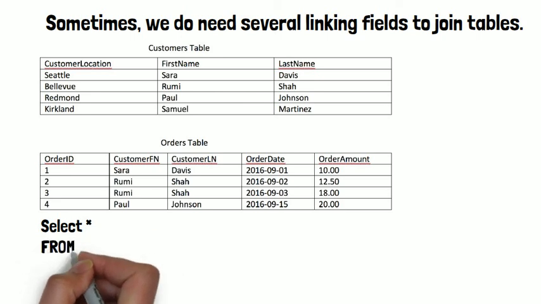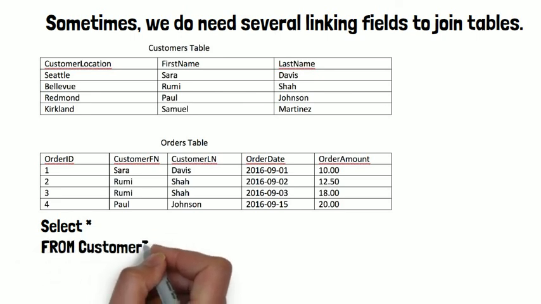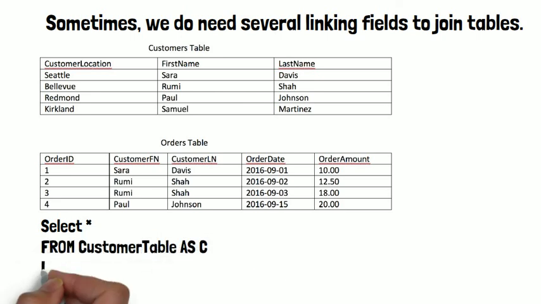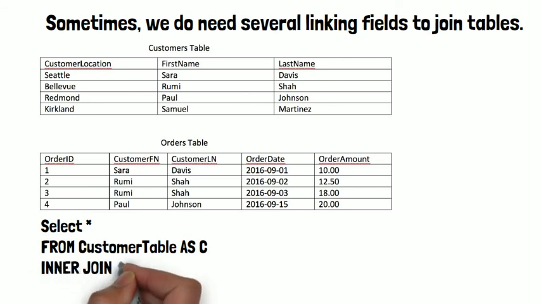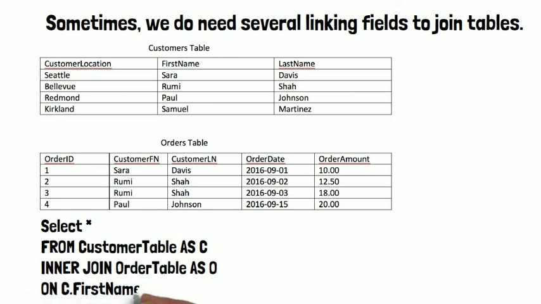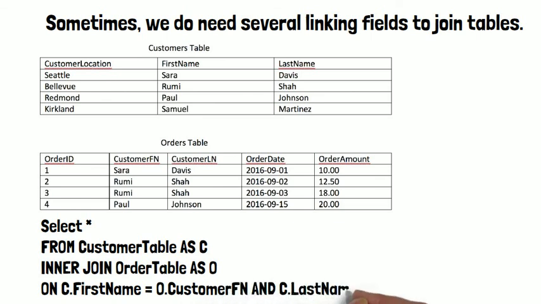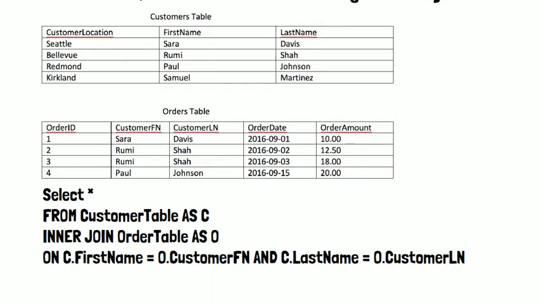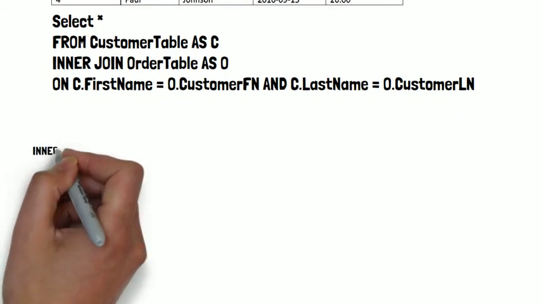So select star from the customer table as C, inner join the orders table as O. We use AS to create aliases for the tables. On C's first name equals O's customer FN, and C's last name equals O's customer LN.